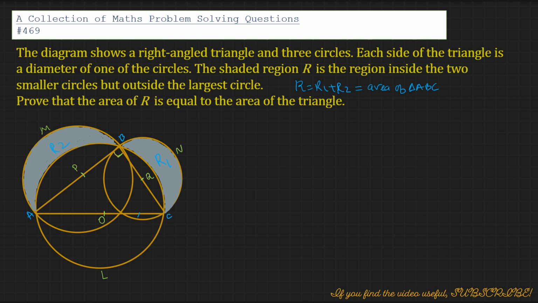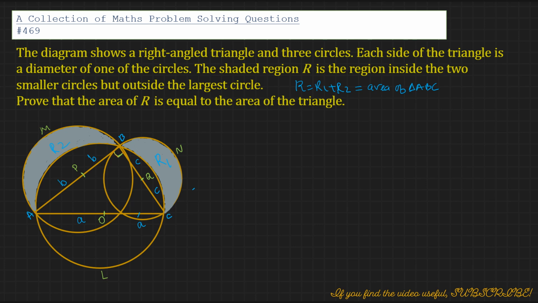So suppose the radius AO is A, and OC is also A, and the radius of the circle M, we can put as B. So AP is B and PB is also B. So the diameter would be 2B and the diameter of L would be 2A. And then the radius of the circle N is C and C. Okay, so that's done.